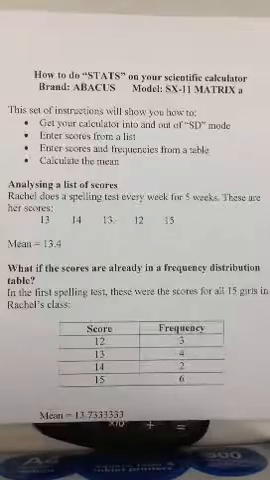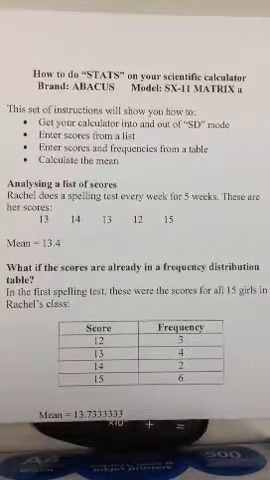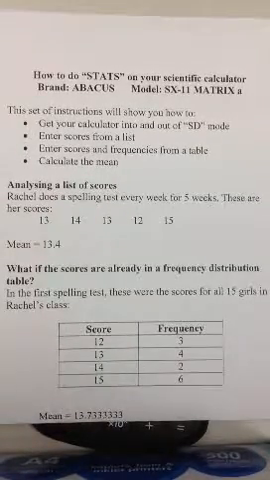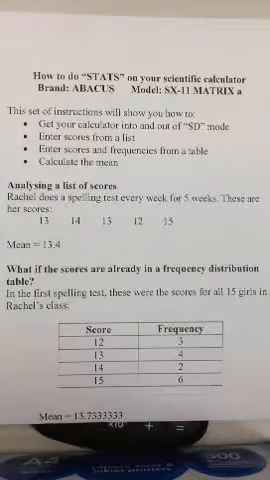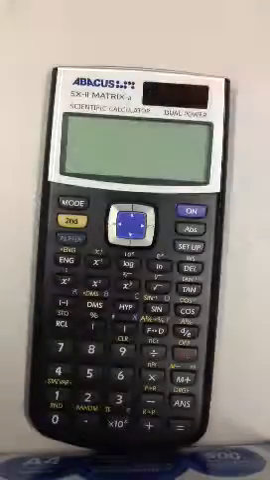These are her scores. The mean should be 13.4. The scores are 13, 14, 13, 12, 15. So we're going to do that on the calculator now.